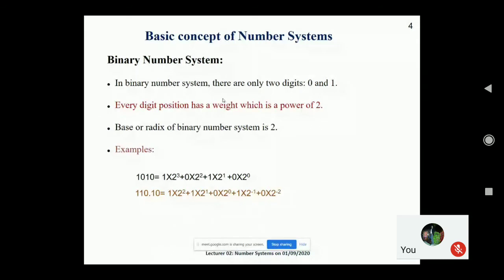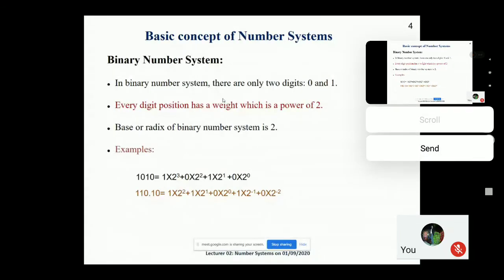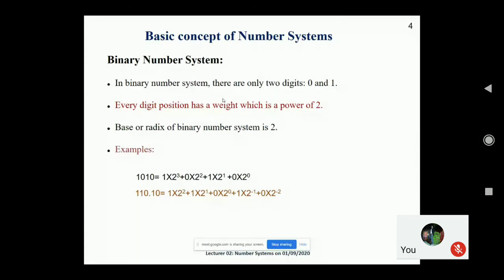So basically we are using only two numbers, so the base, the cardinality of the number system, is 2. What is the base or radix of binary numbers? It is 2. When we are converting or manipulating binary numbers, we are using the base. Here, see the example; the last point we are providing some example.